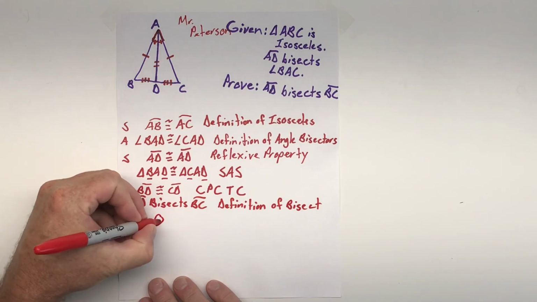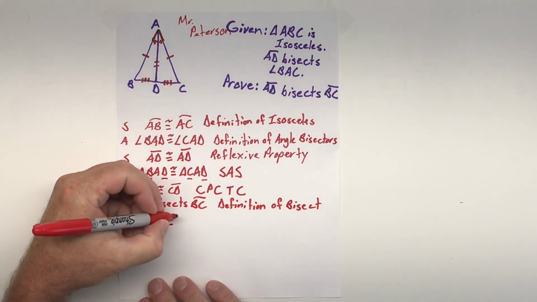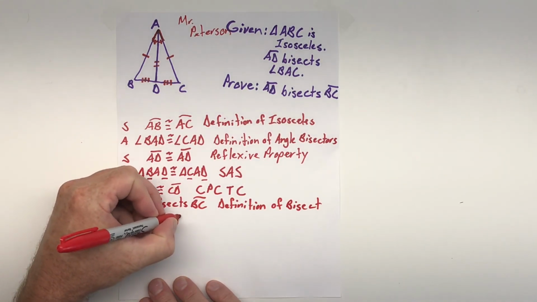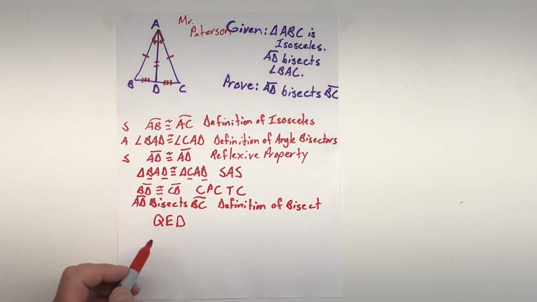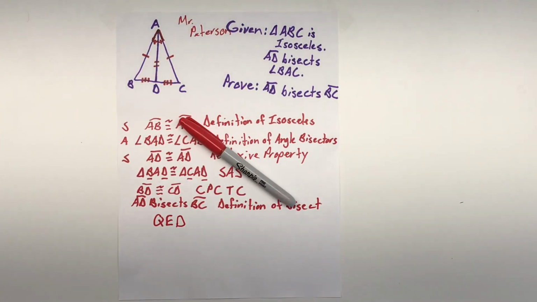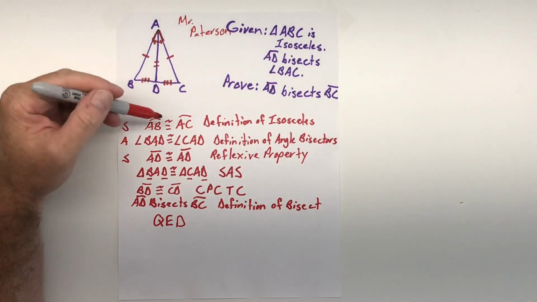At the end, the Romans used to write QED at the end of their proof, which means quod erat demonstrandum, which is what we were trying to show. It was kind of like an ancient Roman mic drop. Bam, there it is. We showed it. So that is the proof.